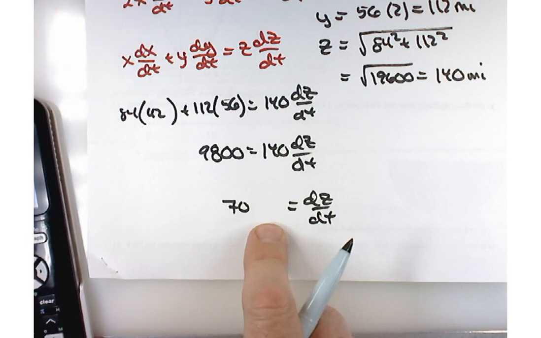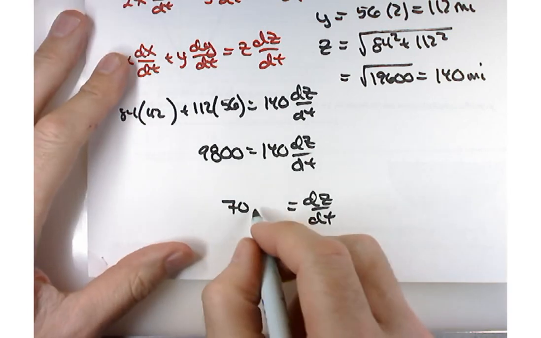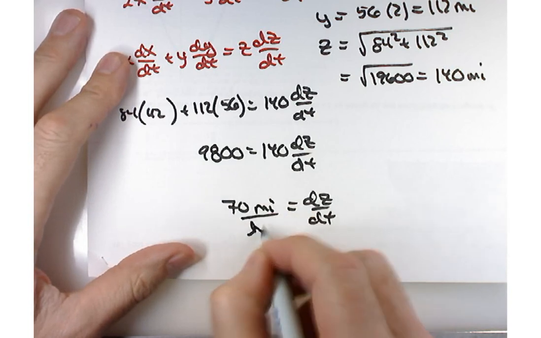What are the appropriate units for dz by dt here? Miles squared per hour? Just miles per hour.